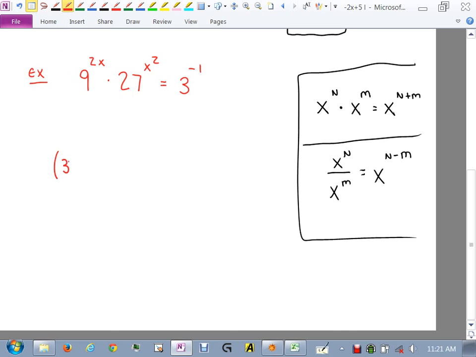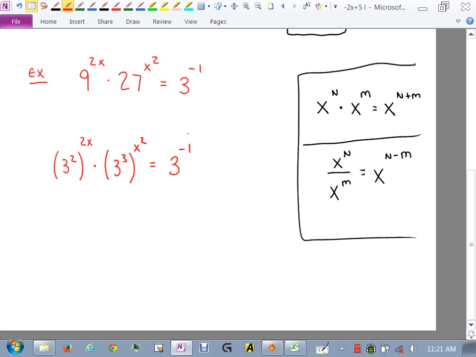9 is 3 squared. And I'm putting it in parentheses because I really want to make sure you understand that's still raised to the 2x, right? Then times 27 is 3 cubed, and I'm raising that to the x squared. And then on the other side, 3 to the negative 1, I don't need to rewrite that. We good? Yes.